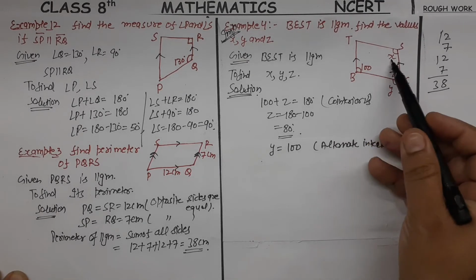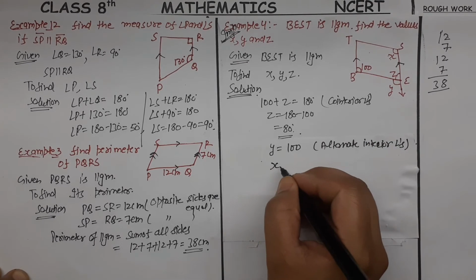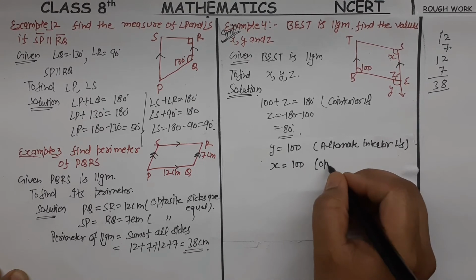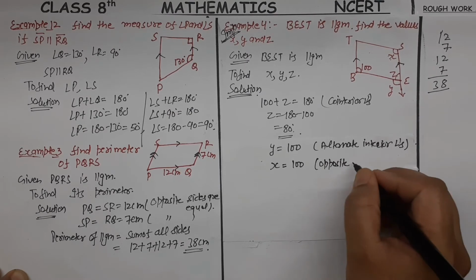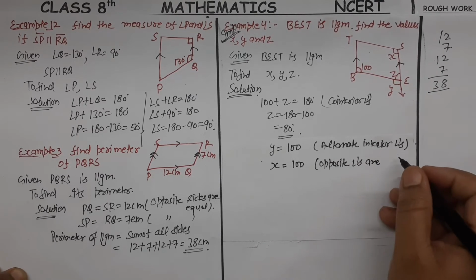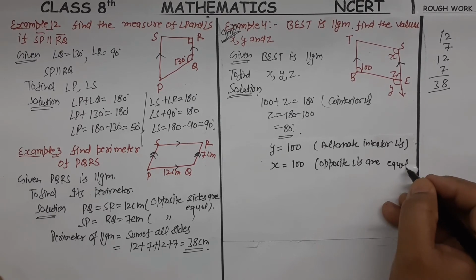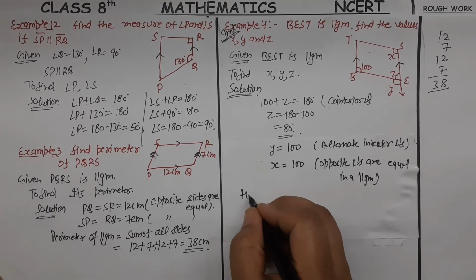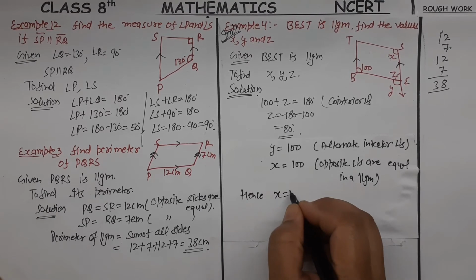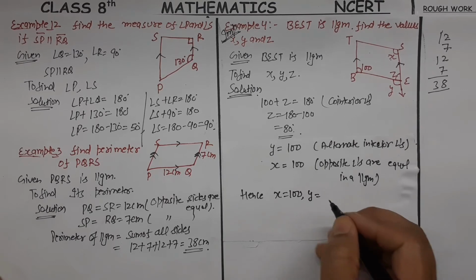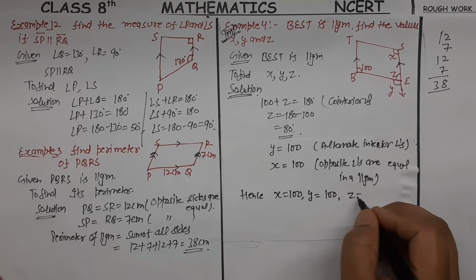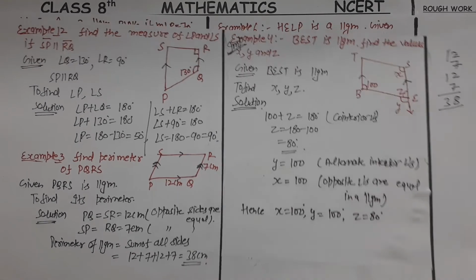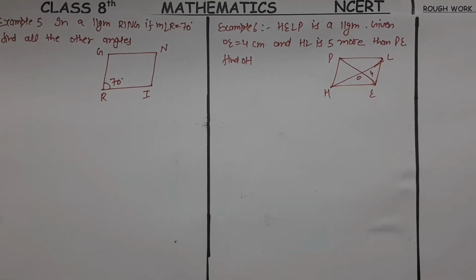Next one, angle X. Angle X equals 100. Reason: opposite angles are equal in a parallelogram. Hence, angle X equals 100, Y equals 100 and Z equals 80 degrees is your correct answer. Now the example number 5.